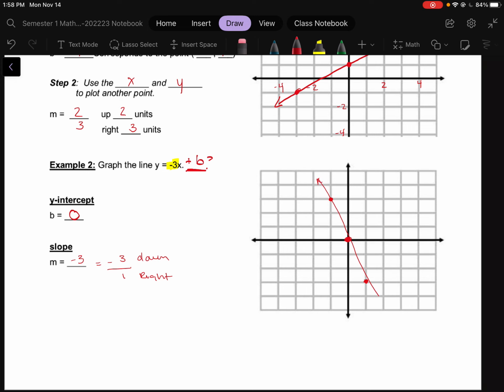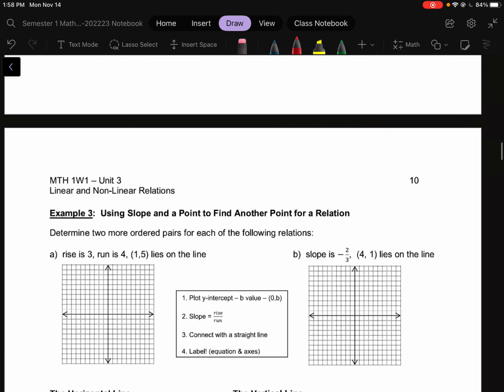Make sure it's a straight line. Mine was not. Make sure you plot your x and y values, because I did not do that. Make sure you're always putting your values on your graph. Okay, so this kind of gives you a little bit of an idea of how to graph.